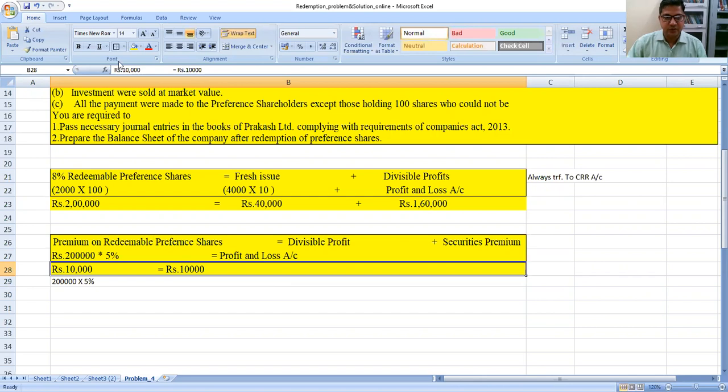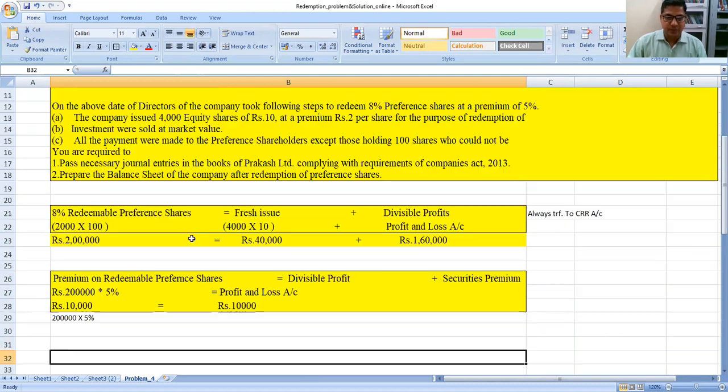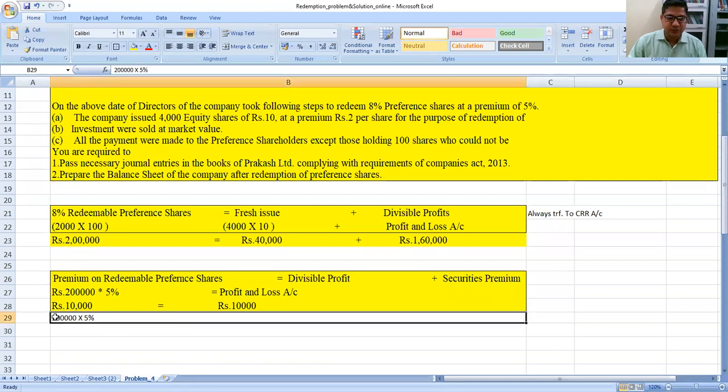See friends, we use divisible profit for the payment of the premium on redemption of the preference shares. आपण 8% redeemable preference shares कॅपिटल 2 लाख रुपीज आहे. हे पे करण्यासाठी फ्रेश इश्यू केला 40,000 चा आणि प्रॉफिट अँड लॉस अकाउंट बॅलन्स यूज केला 1,60,000. देन प्रीमियम ऑन रिडम्पशन प्रेफरन्स शेअर्स ह्याच्यासाठी 10,000 रुपीज आहे. 2 lakhs into 5% तर 10,000. दिस पर्टिक्युलर 10,000 आपण आणले कुठून? डिव्हिजिबल प्रॉफिट. डिव्हिजिबल प्रॉफिट इज प्रॉफिट अँड लॉस अकाउंट बॅलन्स.